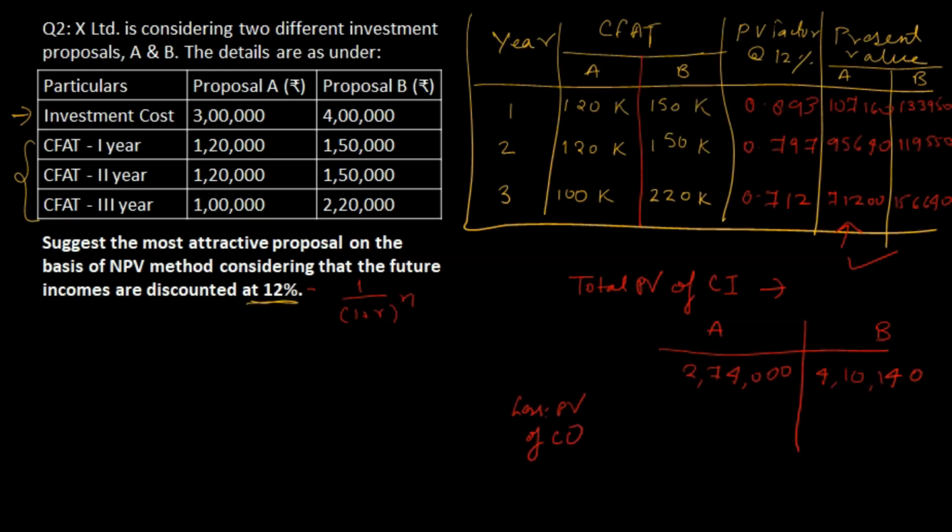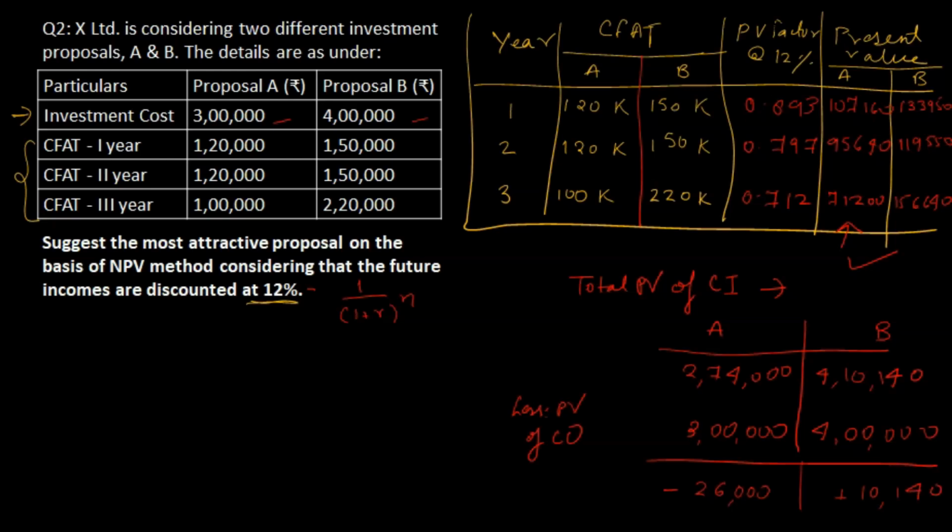Now we have to deduct the present value of cash outflow. The outflow is given as 3 lakh and 4 lakh for A and B respectively. So here 3 lakh and here we will be getting 4 lakh. Just deduct these outflows from the inflows. So for A you will get a negative value, minus 26,000. For B you will get a positive value. I hope it is clear.